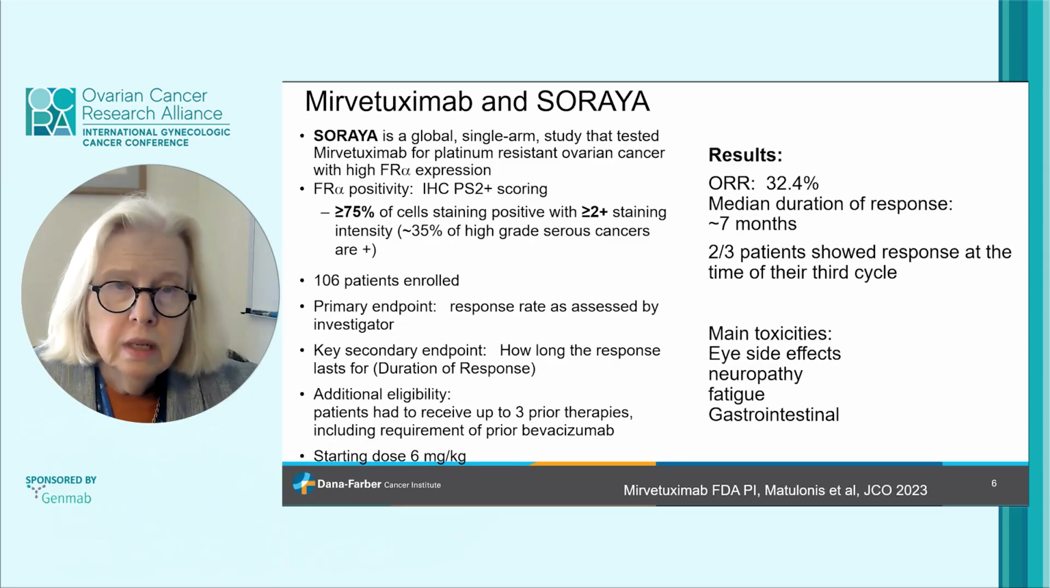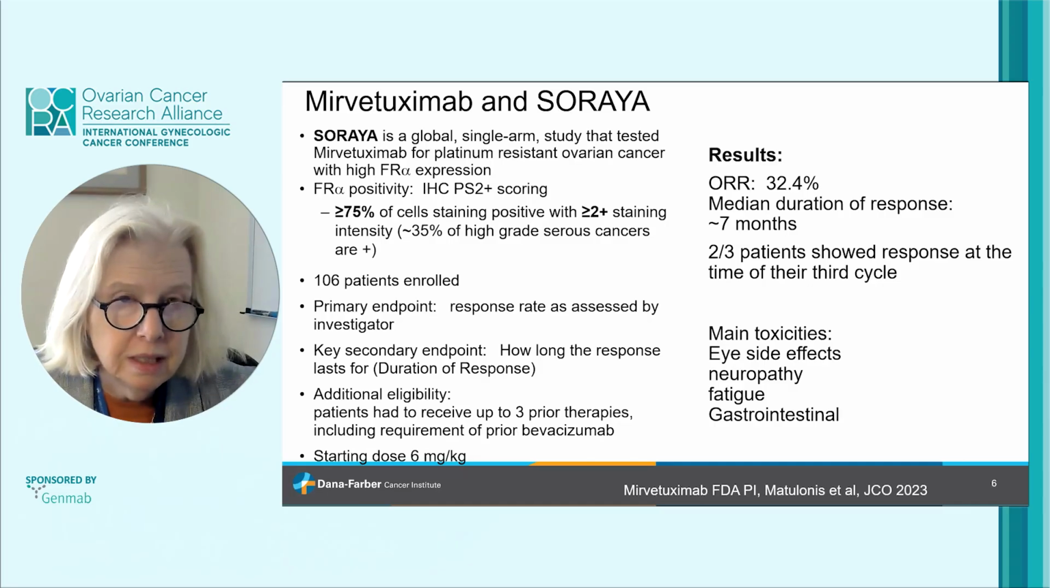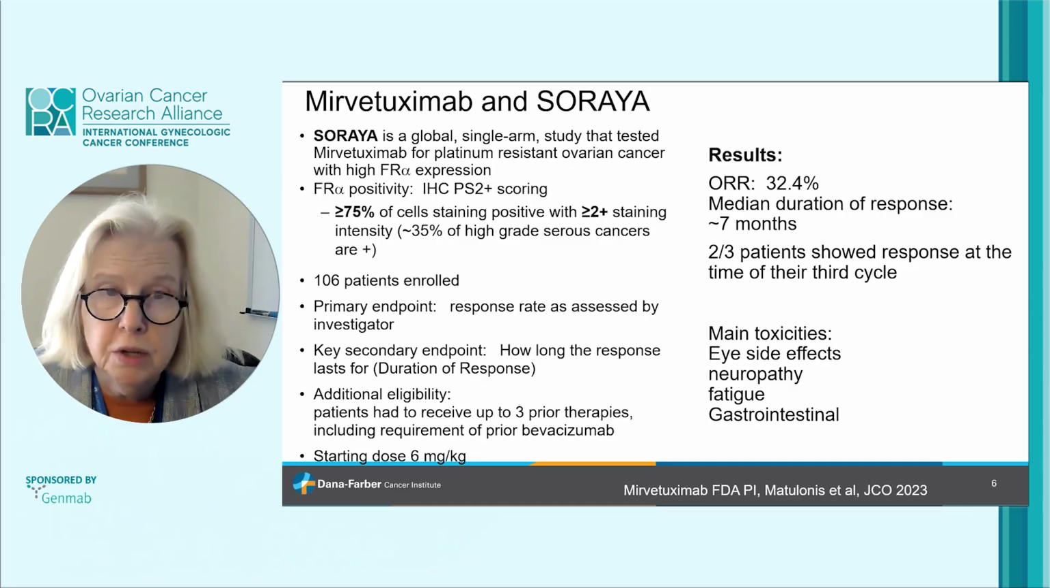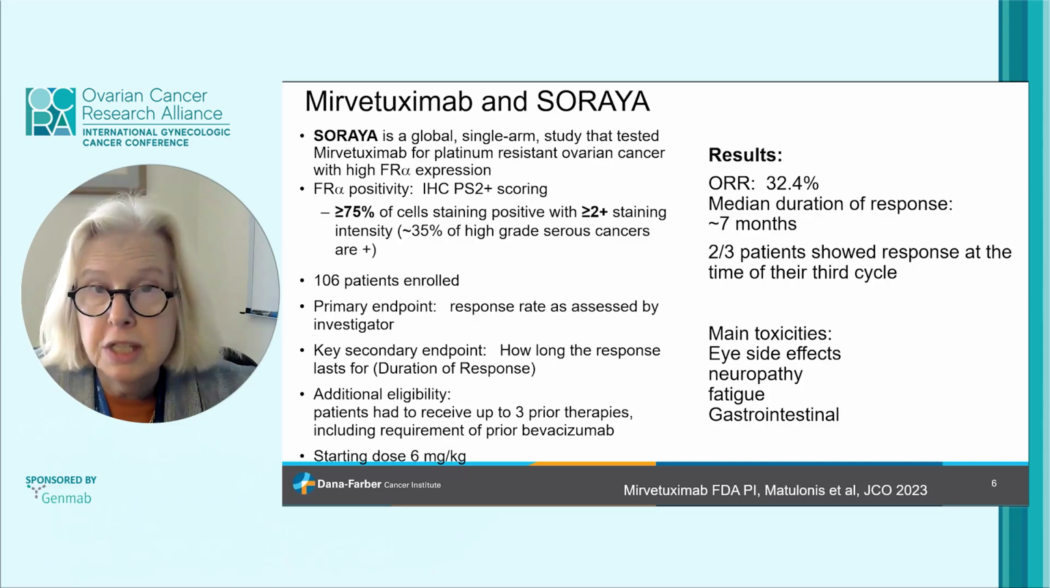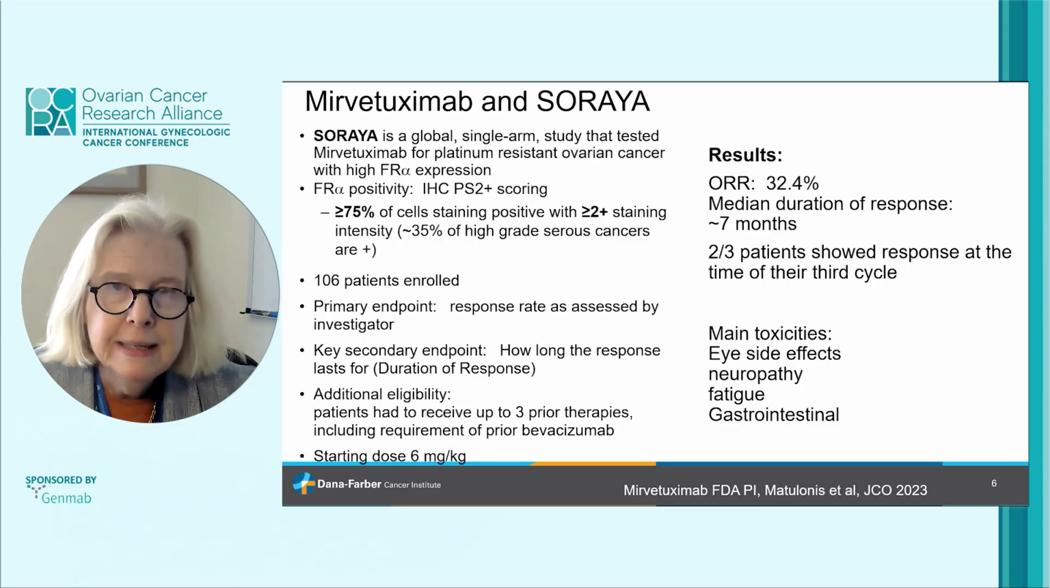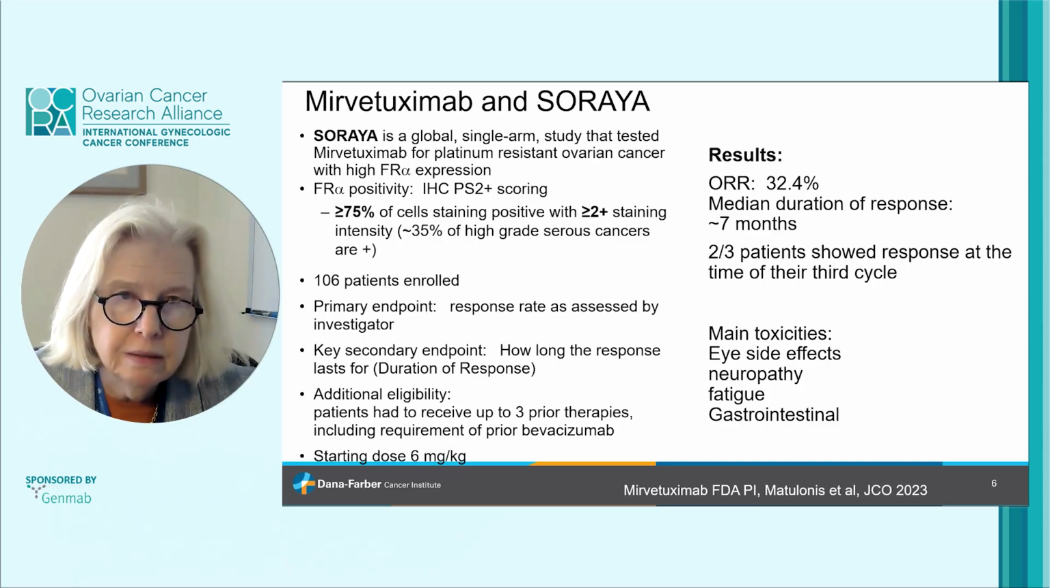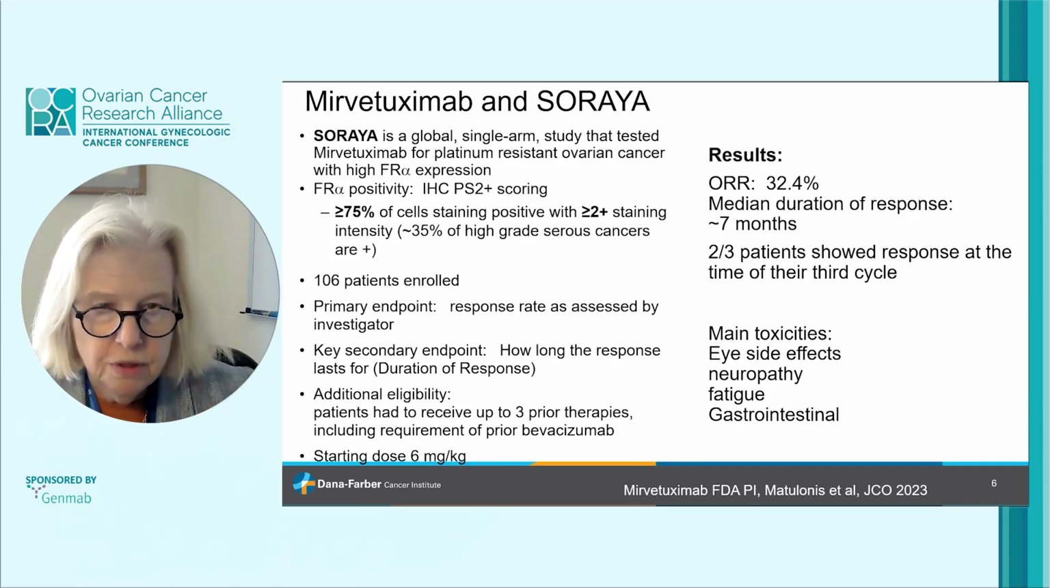The results were certainly significantly better than one would expect with single agent non-platinum chemotherapy. So here the overall response rate, that's what that stands for, is about 32%. And the median duration of response was about 6.9 months, or about 7 months. And this drug works quickly. So about 2/3 of patients who had a response showed it by the time of their 3rd cycle.